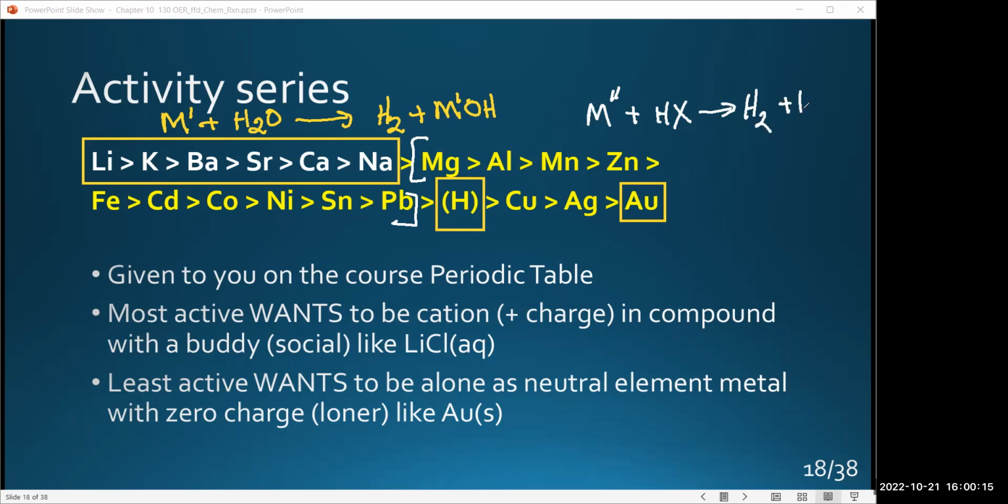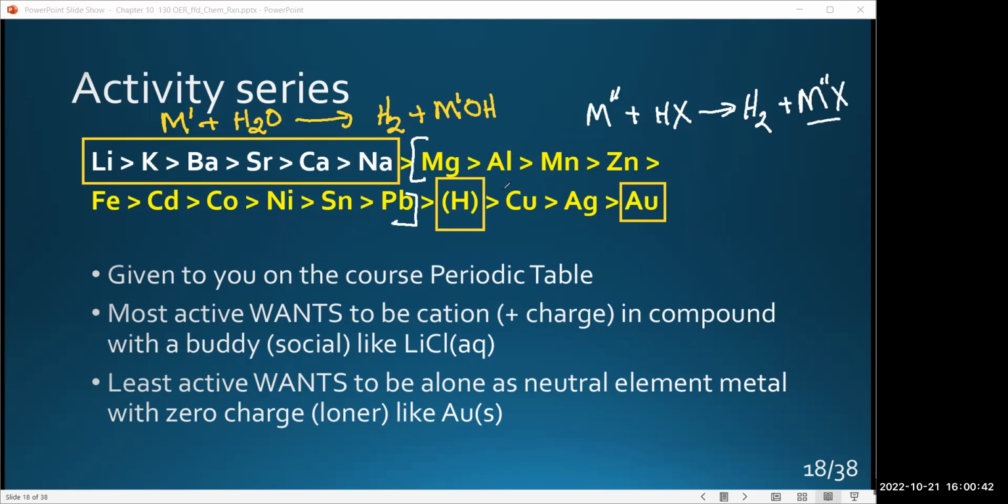plus the metal X combination, the ionic compound. Nothing to do with base. X could be chloride, bromide, phosphate, whatever, but you'll see a lot of bubbling going on when they're in acid. So they require a little more vigorous conditions to get those to react.